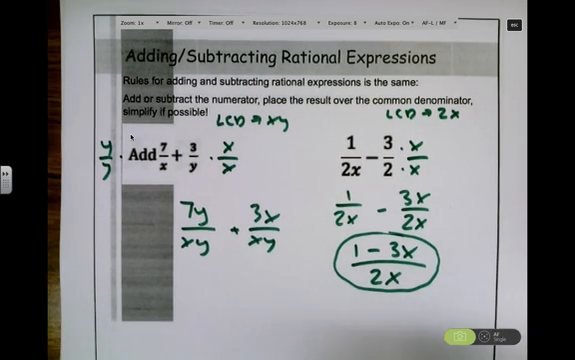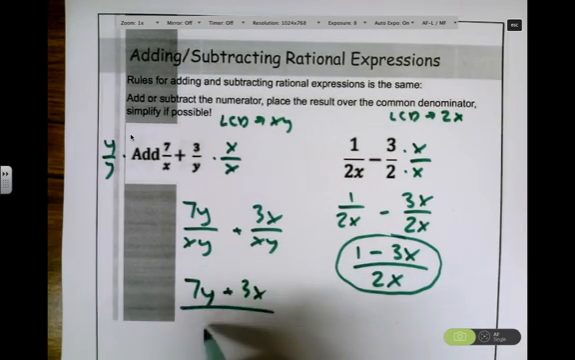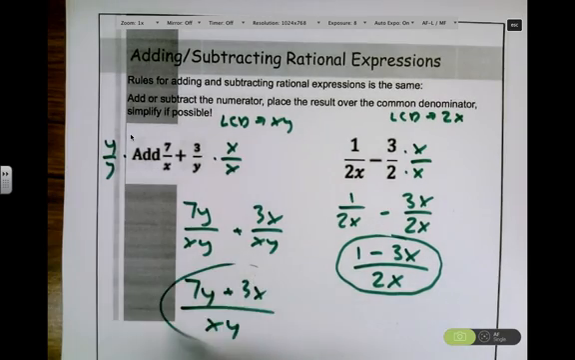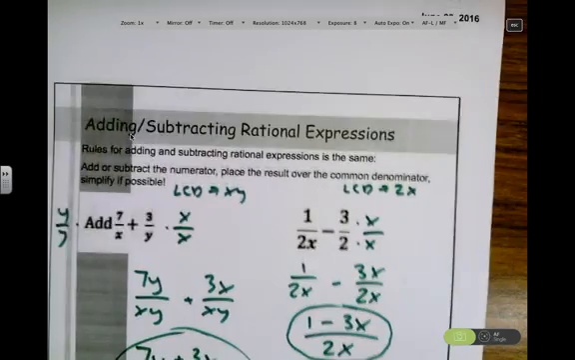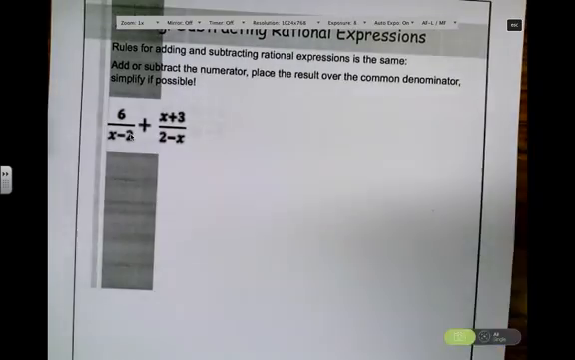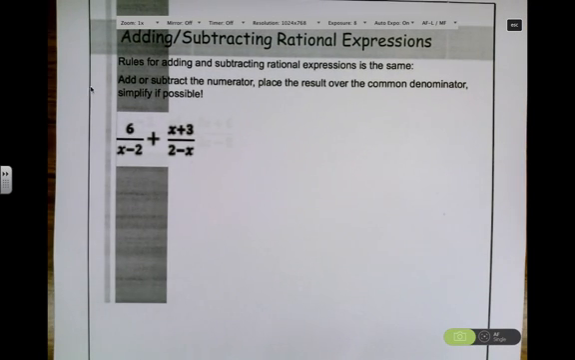And then again, from here I have the same denominator. I just go right across and add 7y plus 3x all over xy. Nothing I can simplify here. That would be my final answer. And really, that's all we're going to look at for the most part with these. If we have that concept down, we're going to be good on these other kinds of problems.